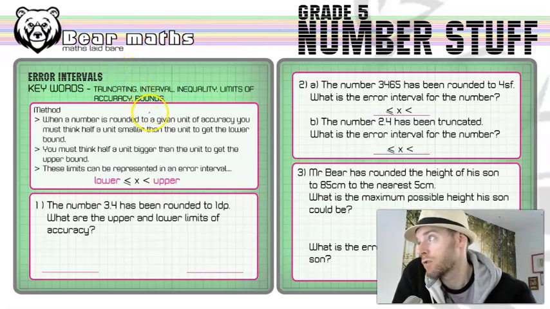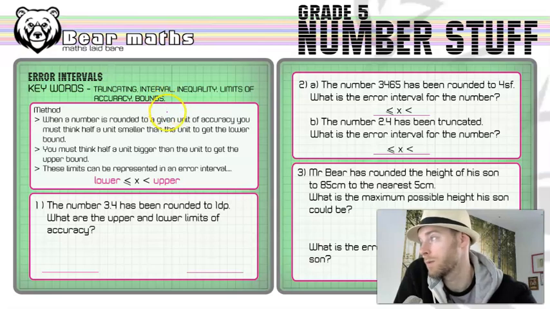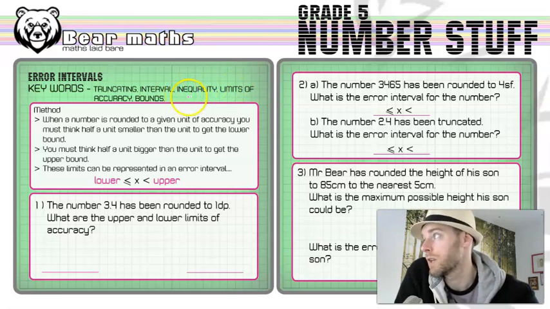Now, keywords are truncating, interval, inequality, limits of accuracy, and bounds. Truncating something is when you chop off some digits. You just chop them off and make the number less accurate. So numbers can be truncated as well as rounded. An interval is a difference. So we've got the smallest number to the largest number. The difference between those, that's the interval. We refer to these as error intervals here.